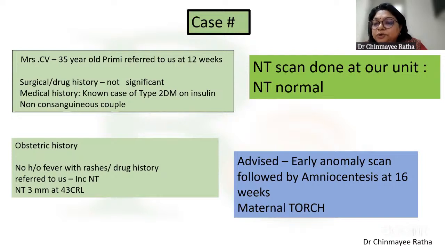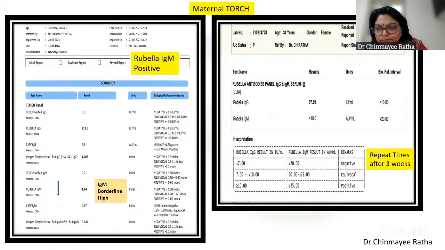As a routine protocol, we do a TORCH profile whenever there is increased NT, because infection of the fetus is another pathogenic mechanism for the increased NT. So her report came like this, and her IgM was borderline high. The only thing is her IgG was also high. So I was not particularly worried, but then this was a very thinking kind of patient, and she was absolutely worried with that IgM. And then we repeated the titers and it didn't seem to change a lot. So we thought it was a false positive IgM.